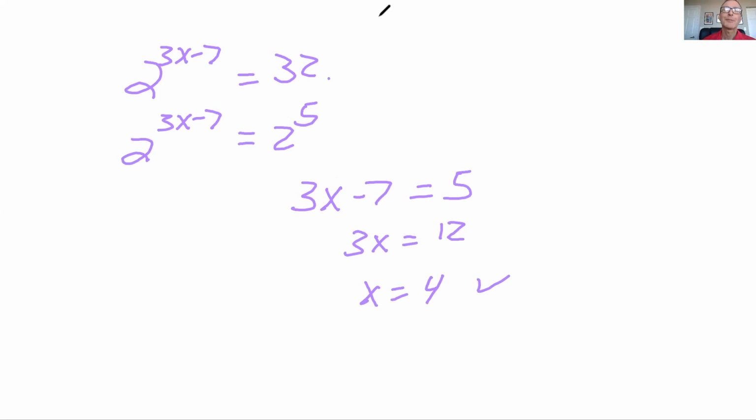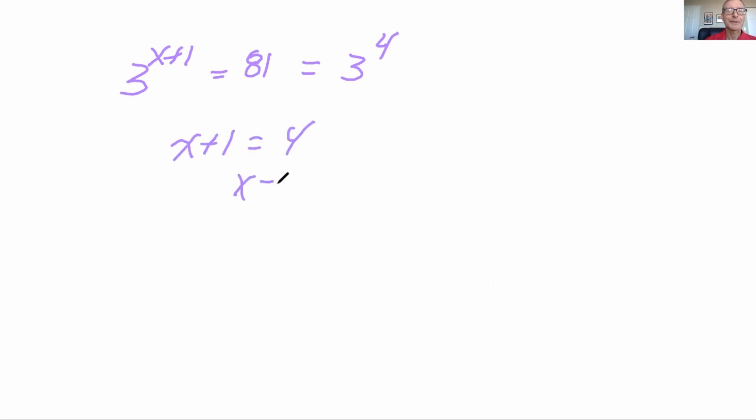So let's do a couple more. Let's try this one. 3 to the x plus 1 equals 81. And so 81 is 3 times 3 is 9, times 3 is 27, times 3 is 81. So it looks like that would be 3 to the 4th power, right? And so that would be x plus 1 equals 4, x equals 3.